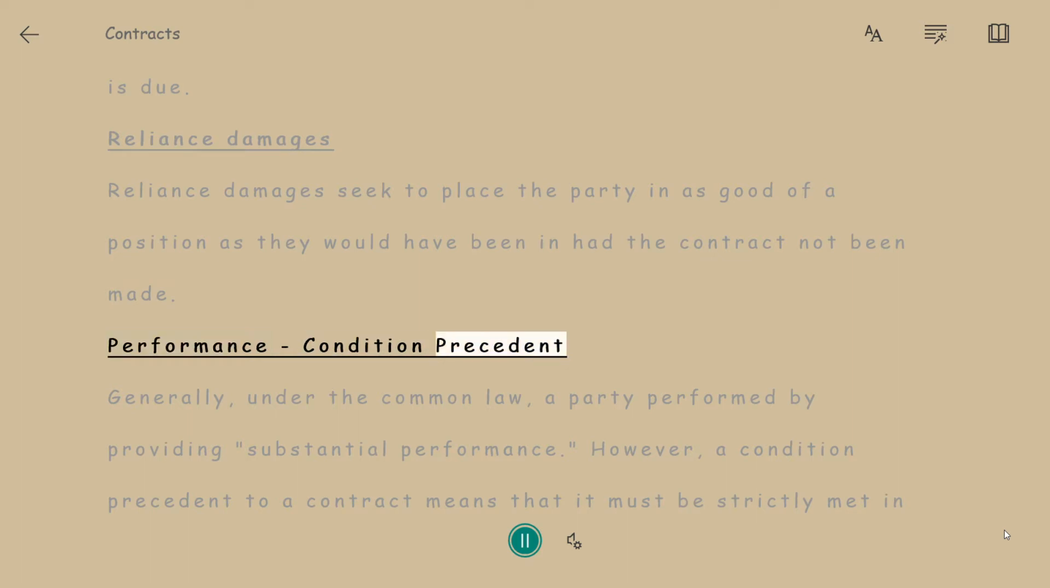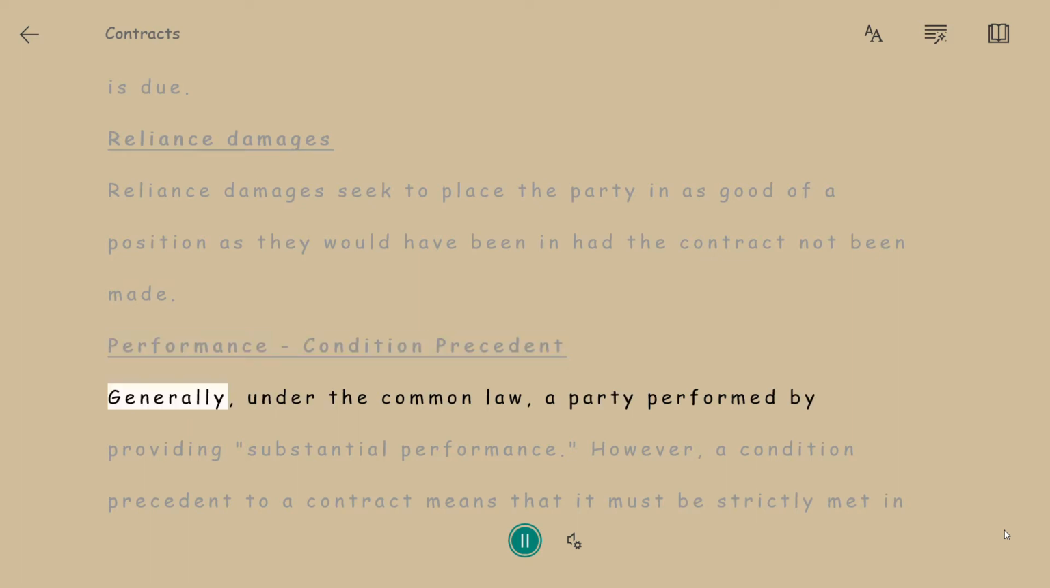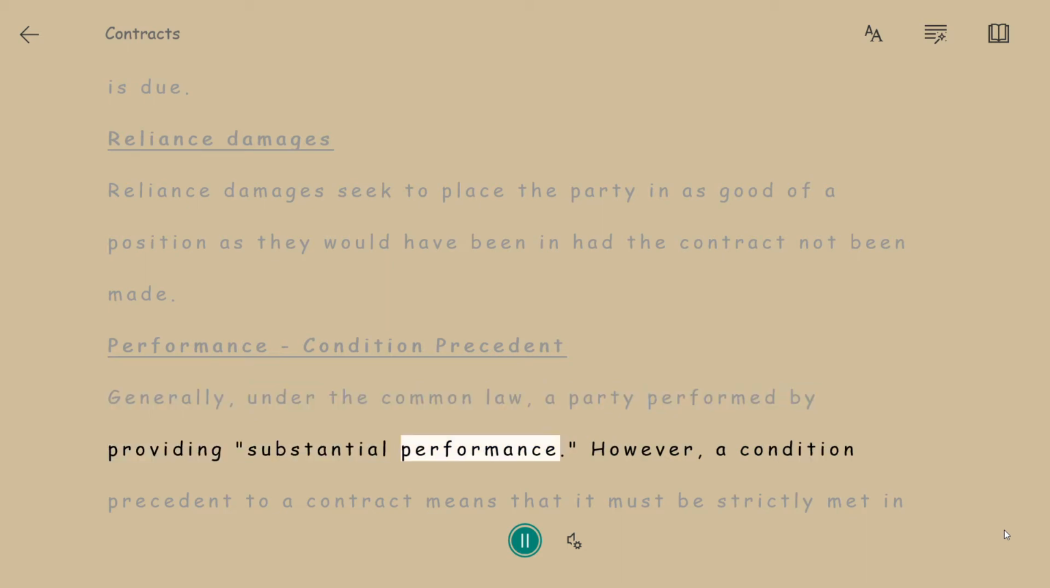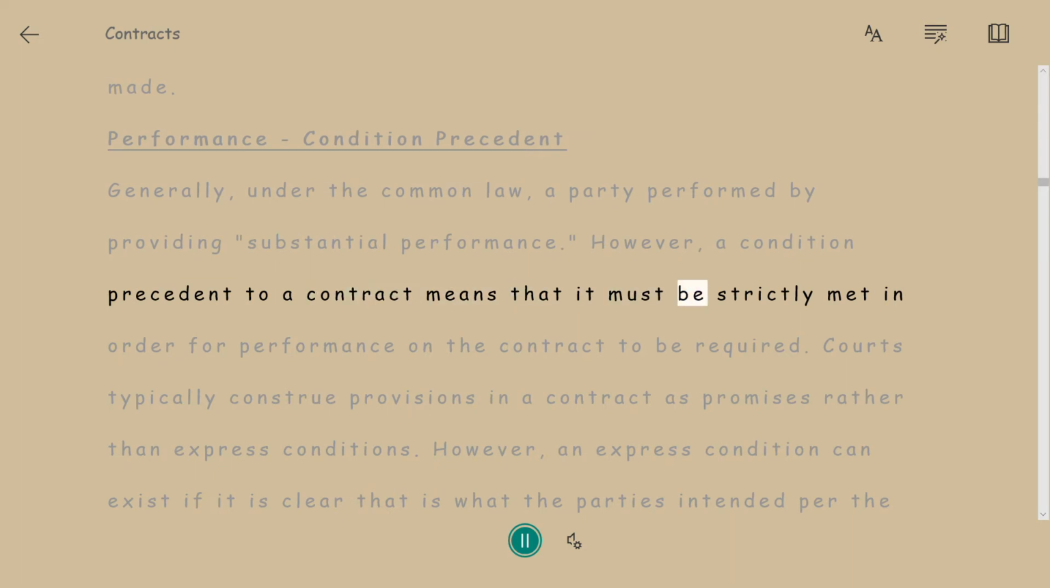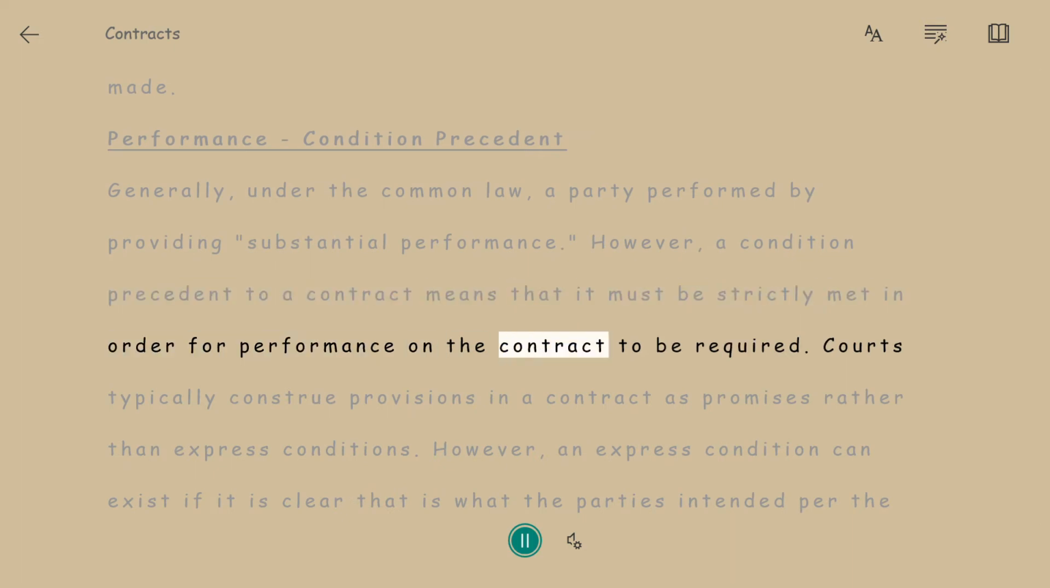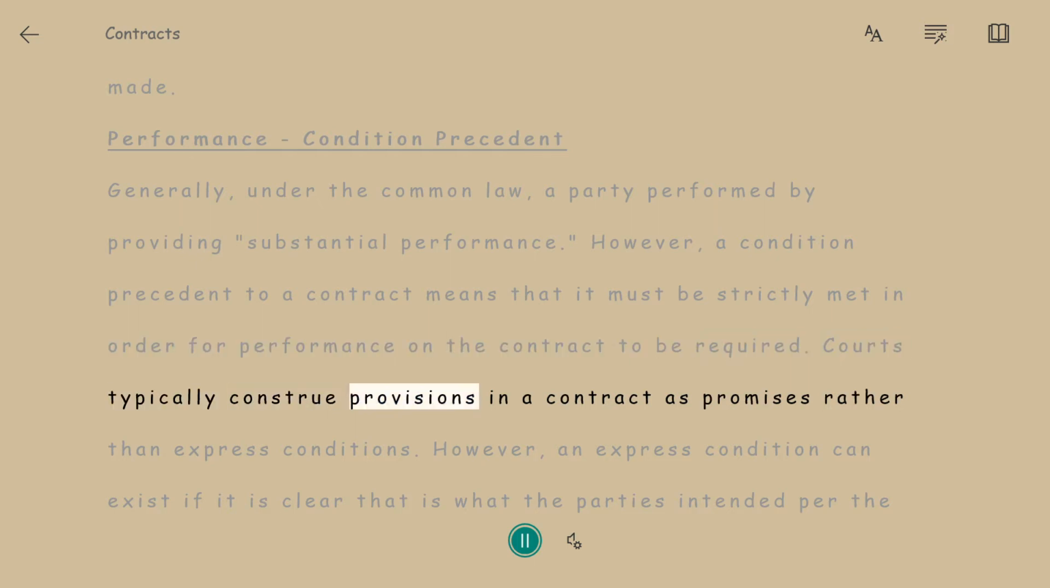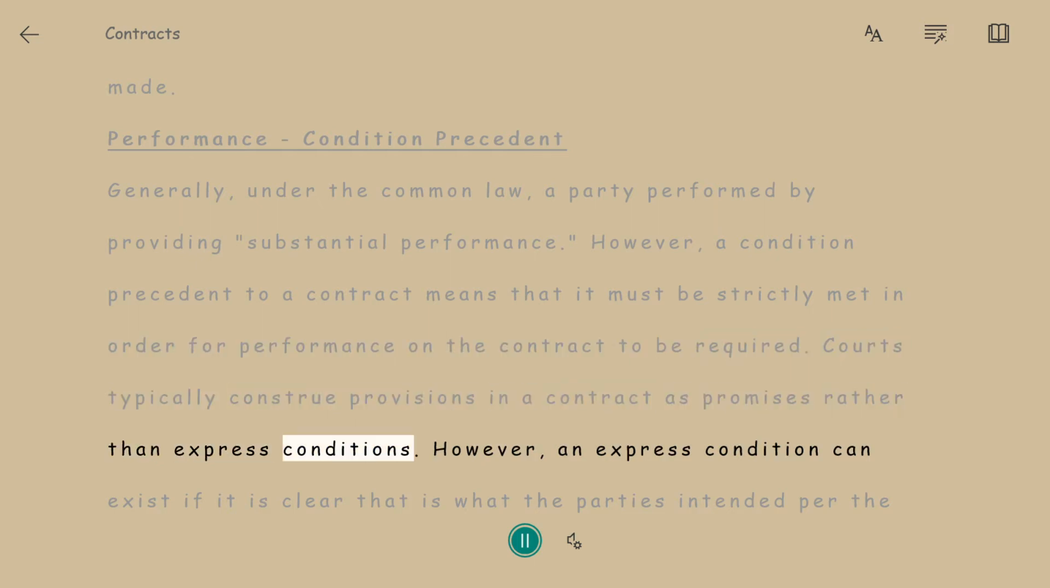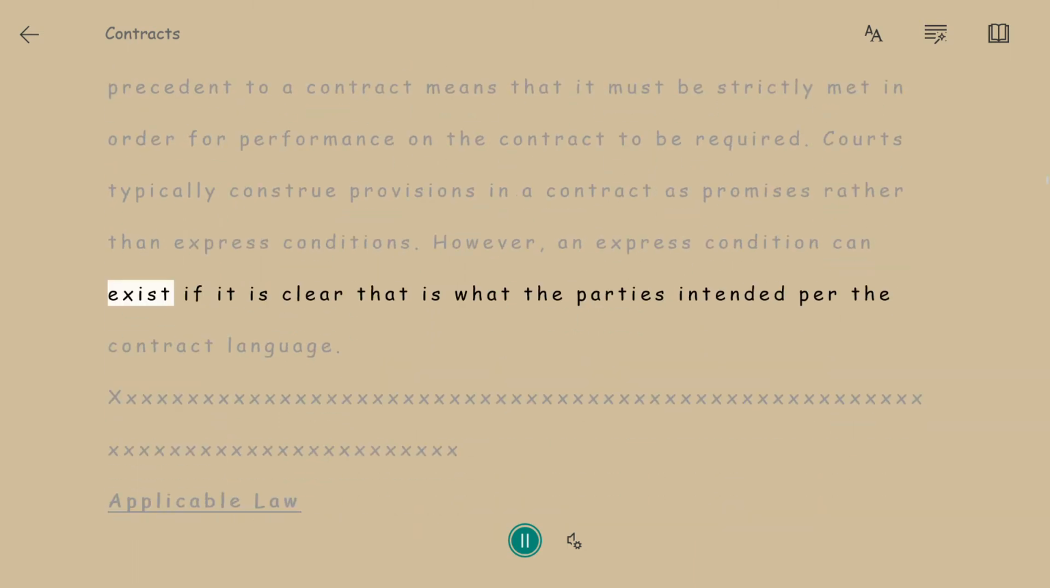Performance condition precedent. Generally, under the common law, a party performed by providing substantial performance. However, a condition precedent to a contract means that it must be strictly met in order for performance on the contract to be required. Courts typically construe provisions in a contract as promises rather than express conditions. However, an express condition can exist if it is clear that is what the parties intended per the contract language.